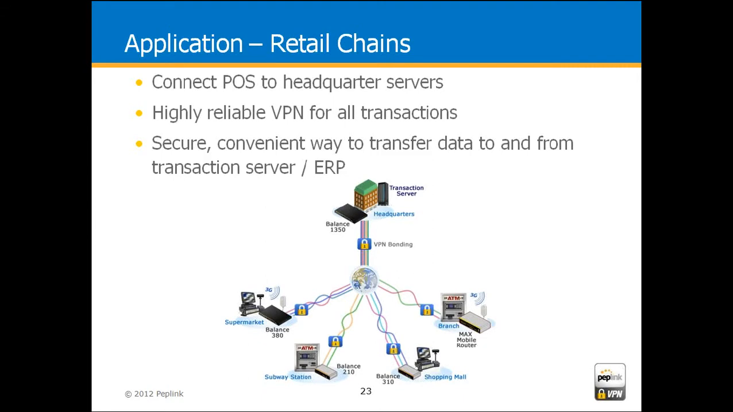Retail teams connect point of sale to headquarters servers, highly reliable VPN for all transactions, from the server. This is more of a hub and spoke installation. As you see, we have a Balance 1350 sitting at the headquarters, and using the SpeedFusion bonding connects to all the various devices. In this case, a supermarket, a subway station with an ATM, POS at a shopping mall, MAX mobile router out at another ATM, all connecting back securely to the Balance 1350 at the headquarters.